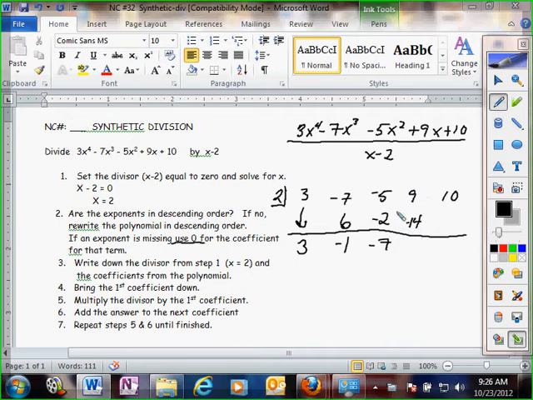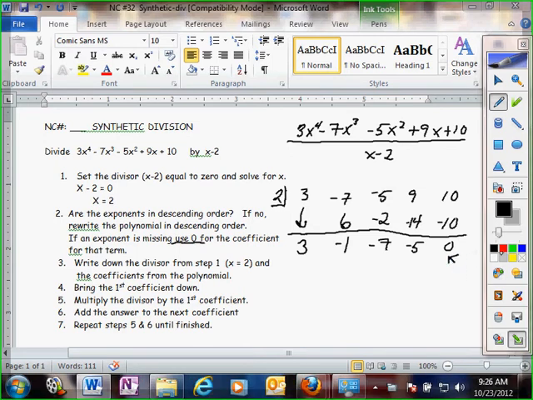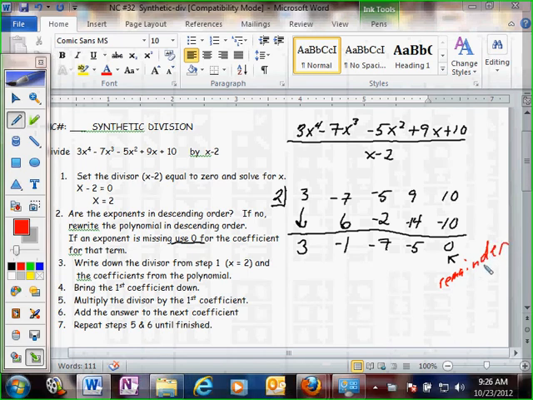Then I combine these two numbers. +9 minus 14, or plus -14, however you want to look at that, is -5. Then I multiply 2 times -5, which gives me -10. When I combine these two, I get a 0. This last number here is the remainder. When our remainder is 0, we don't have to worry about it, but do know that this last one is the remainder.